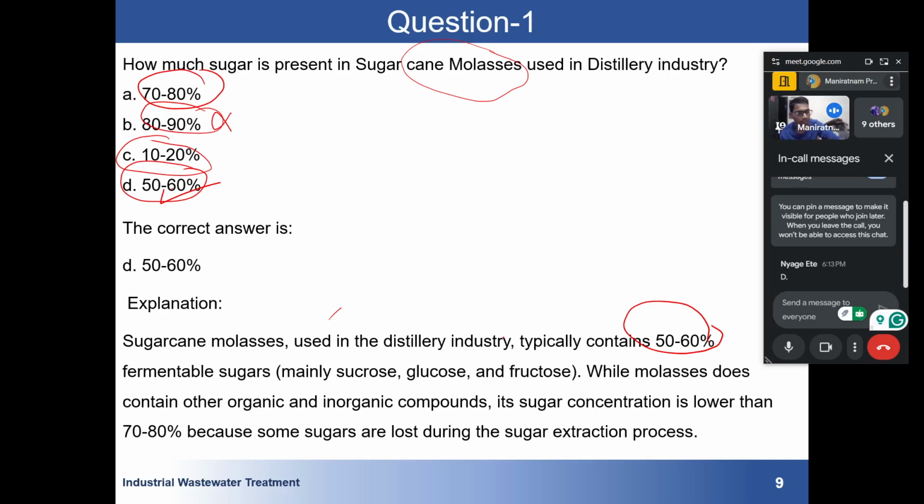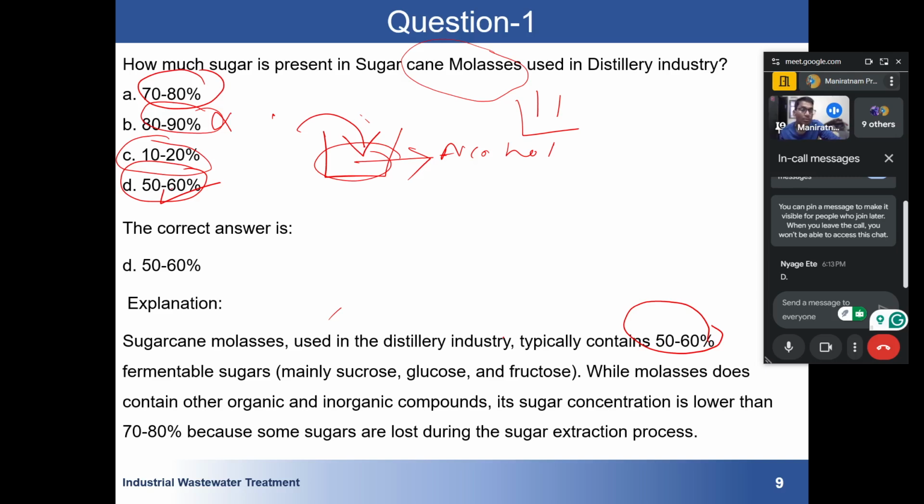So what will happen is that they will take molasses and add some fermenters, some yeast kind of thing, and this will convert into some kind of alcohol. That's why you cannot procure molasses directly from anywhere. If someone takes molasses without any permission, then you have to deal with the law, and these molasses are not easily available.